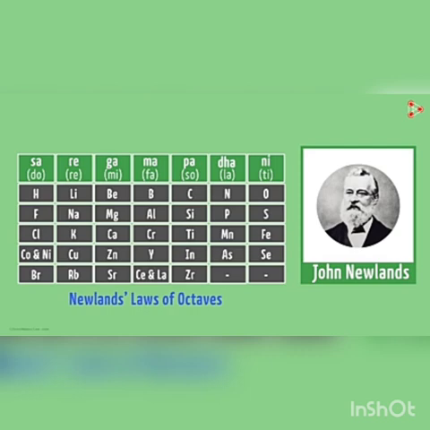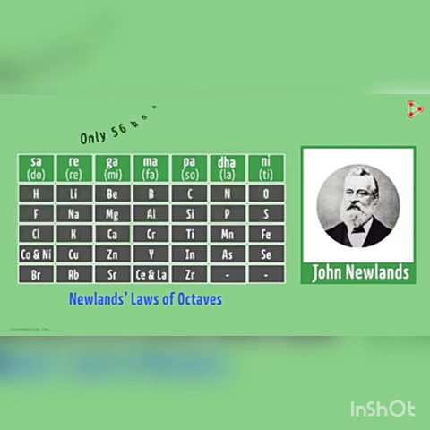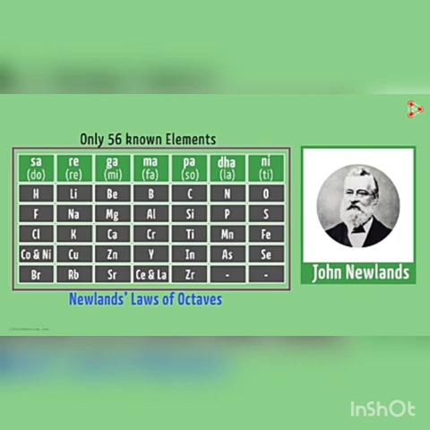Although the arrangement pattern was quite good, it was valid only until calcium and not applicable for elements after that. After calcium, every 8th element did not have properties similar to that of the first. By that time, there were only 56 elements known. Newland assumed that more elements would not be discovered in the future.